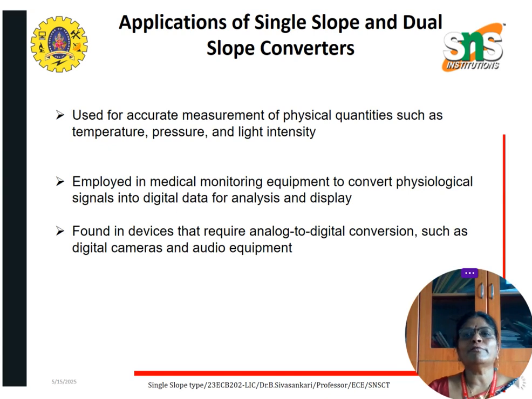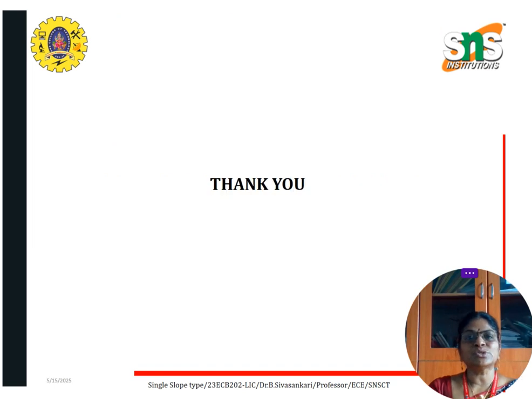Finally, the application of both single slope and dual slope converters is accurate measurement of physical quantities such as temperature, pressure and light intensity. It is also employed in medical monitoring equipment to convert physiological signals into digital data for analysis as well as display, and it is found in devices which require A to D conversion such as digital cameras and audio equipment. These are all about single slope ADC.